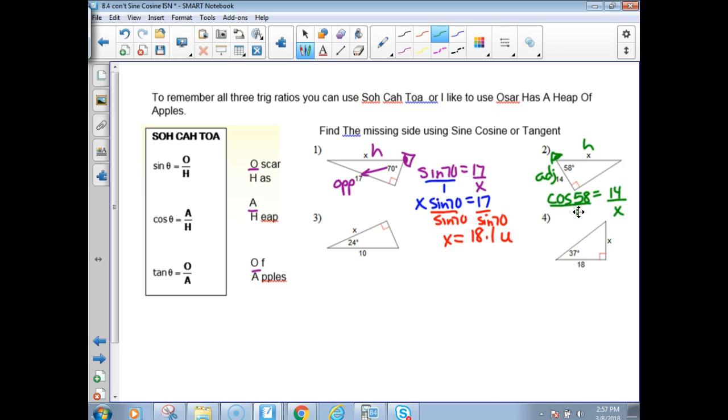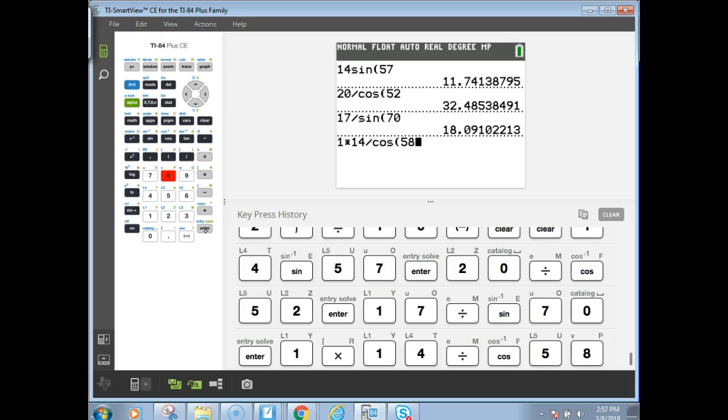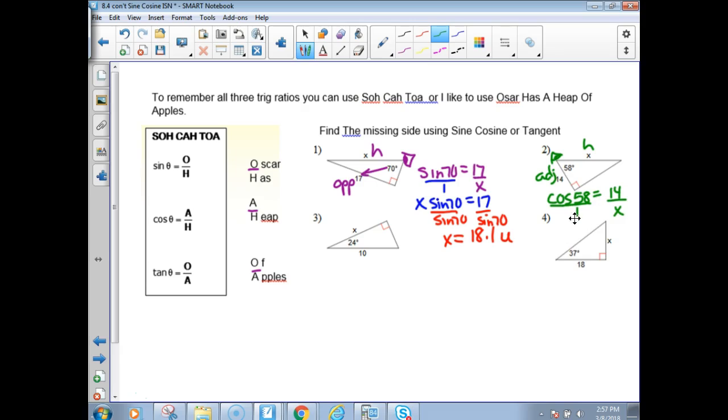So look, here's a way to do this really quick. Go across and divide. So across 1 times 14, divide by cosine 58. You can just type it just like that. 1 times 14, not that you really need to multiply 1 times 14, but if you just keep going across and divide, then you'll be good. Cosine of what was my angle? I forgot now. 58. Okay, 26.4 would be the length.